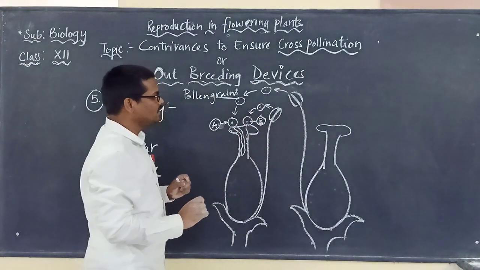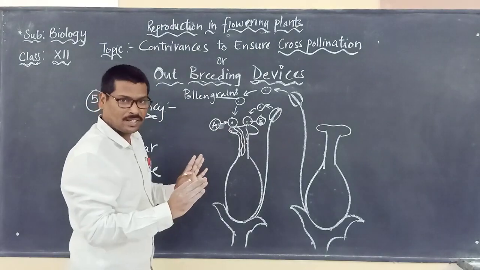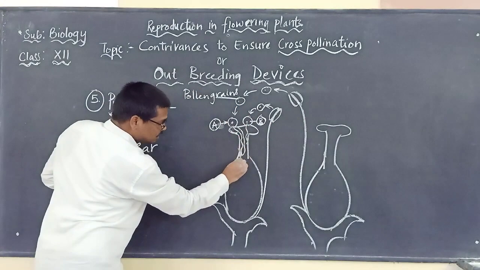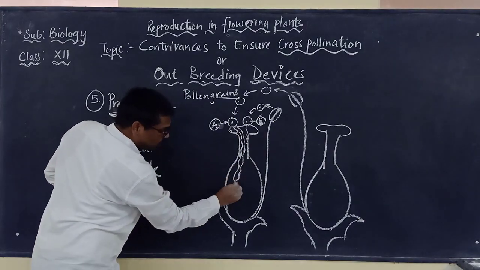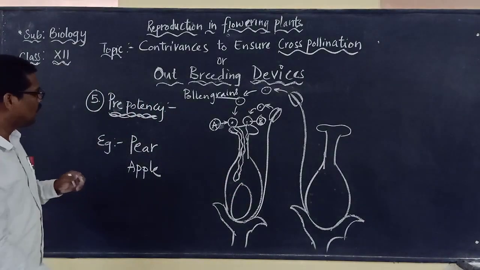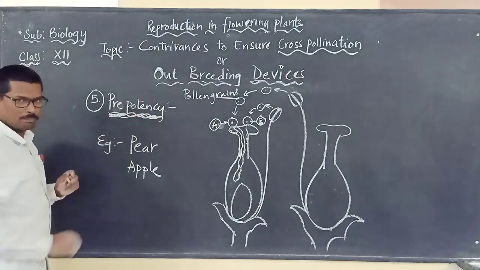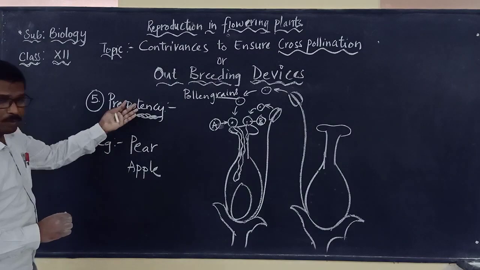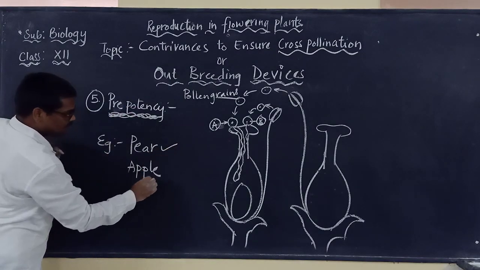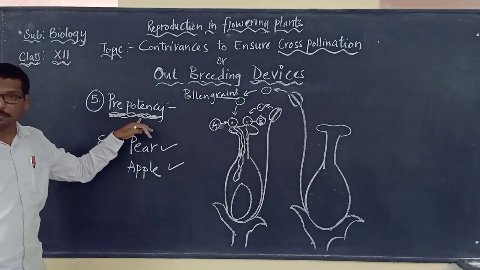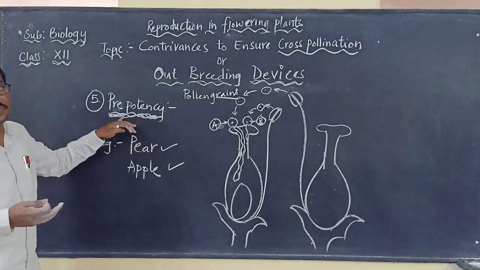But otherwise, it will always prefer the pollen grains of another flower to fall on it and start germinating and reach the ovule that is present. That is called prepotency. The best examples in which prepotency is observed are pear and apple. Pear and apple exhibit prepotency, so that they can go for cross pollination.